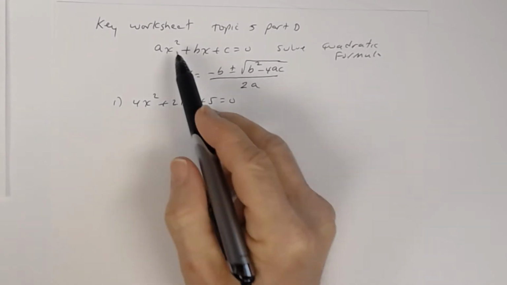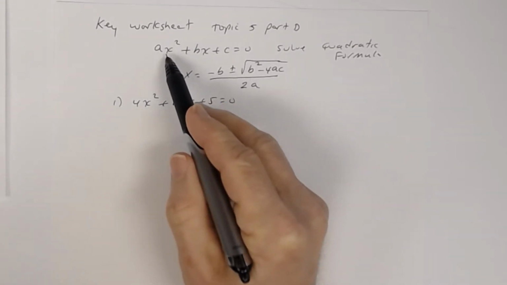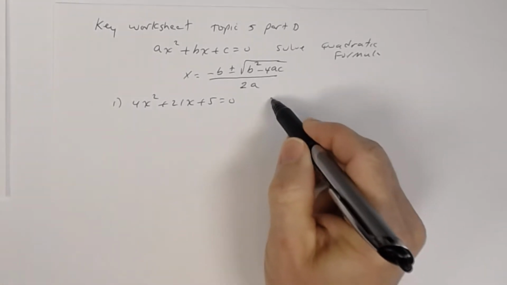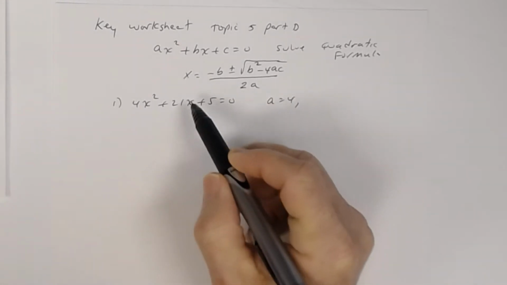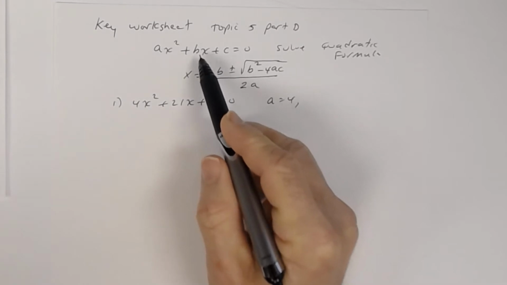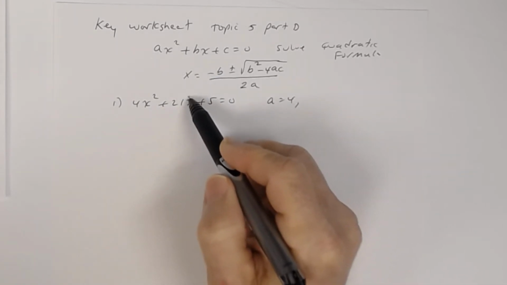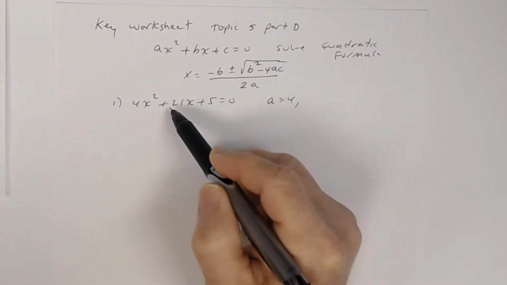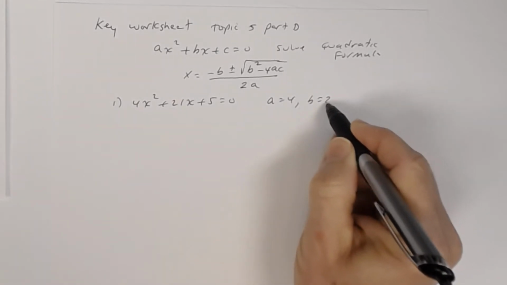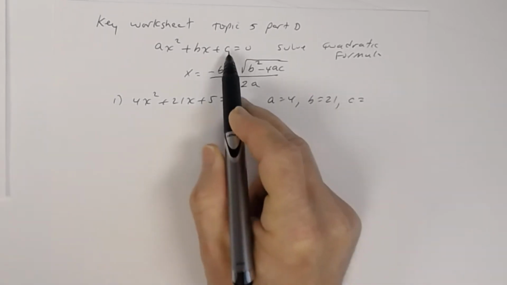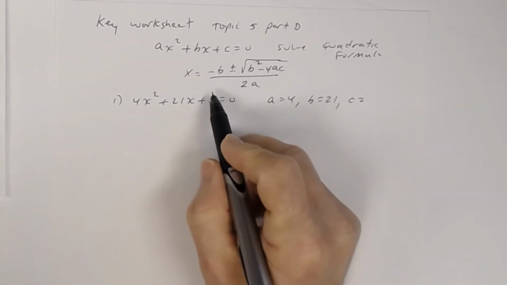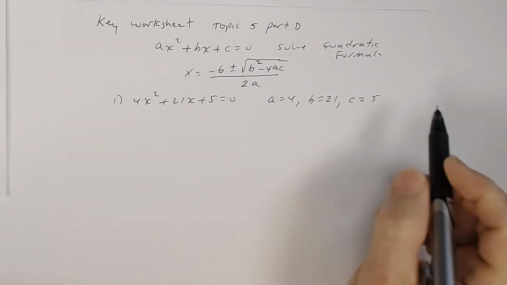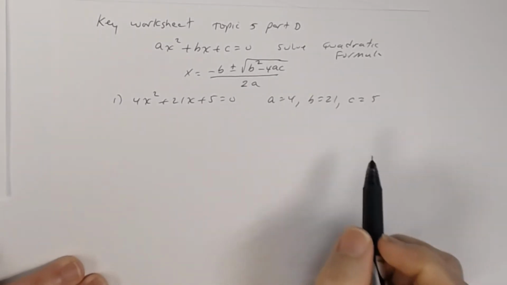So remember, a is the coefficient of x squared. In this case, the coefficient is 4. So a is 4. b is the coefficient of x. Here's the x term, and the coefficient of x is a positive 21. And c is your constant, and my constant here is a positive 5. Once you find a, b, and c, you just substitute into your formula.